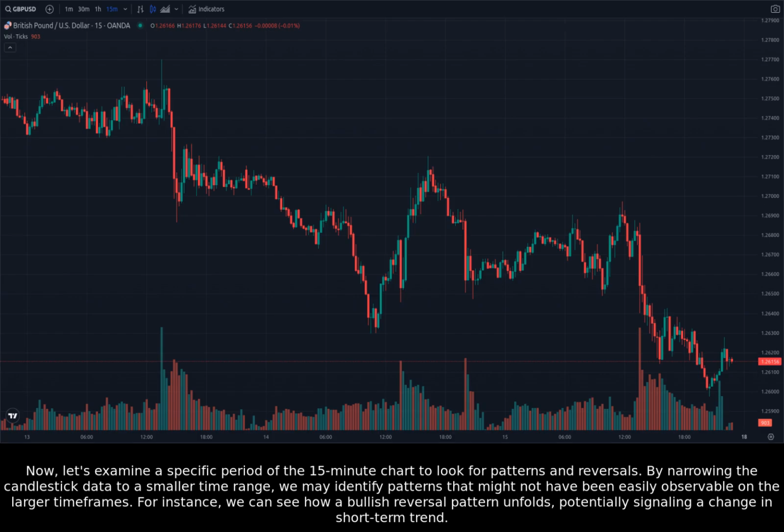Now, let's examine a specific period of the 15-minute chart to look for patterns and reversals. By narrowing the candlestick data to a smaller time range, we may identify patterns that might not have been easily observable on the larger time frames. For instance, we can see how a bullish reversal pattern unfolds, potentially signaling a change in short-term trend.